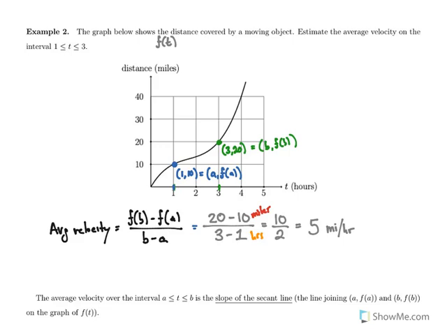Something that we didn't show on the graph yet, but we said that this is going to be the slope of some line, and the line that it's the slope of is the secant line that runs through those 2 points. The secant line is just a line that joins 2 points on a function. See that at the bottom of the page here. The line joining a, f of a and b, f of b is just the secant line through those points on the graph of f of t. And we are defining the average velocity as the slope of that line.